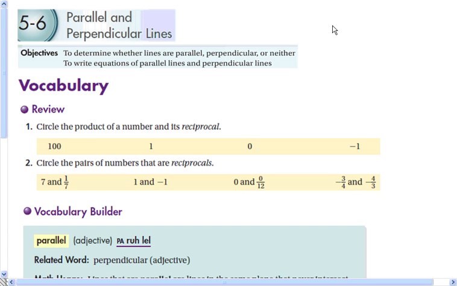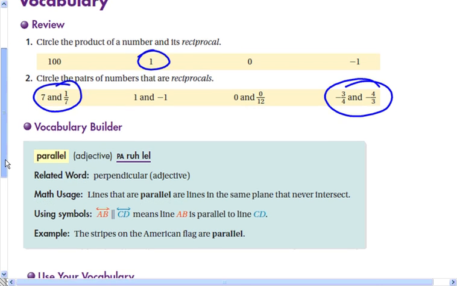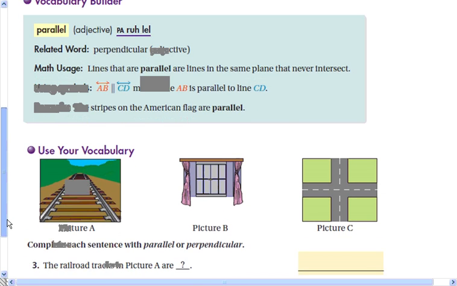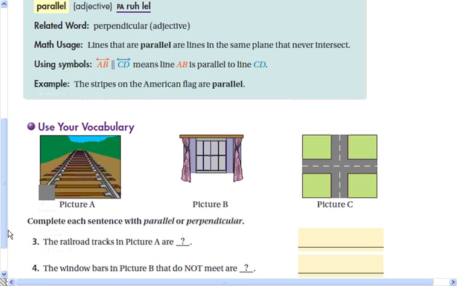So one of the things we need to recall is what a reciprocal is. Number one says circle the product of a number and its reciprocal. When you multiply a number and its reciprocal, you always get 1. Numbers that are reciprocals are any two numbers multiplied together that equal 1. And actually, 0 doesn't have a reciprocal because there's no number you can multiply by 0 to get 1. So just a little bit of vocab here.